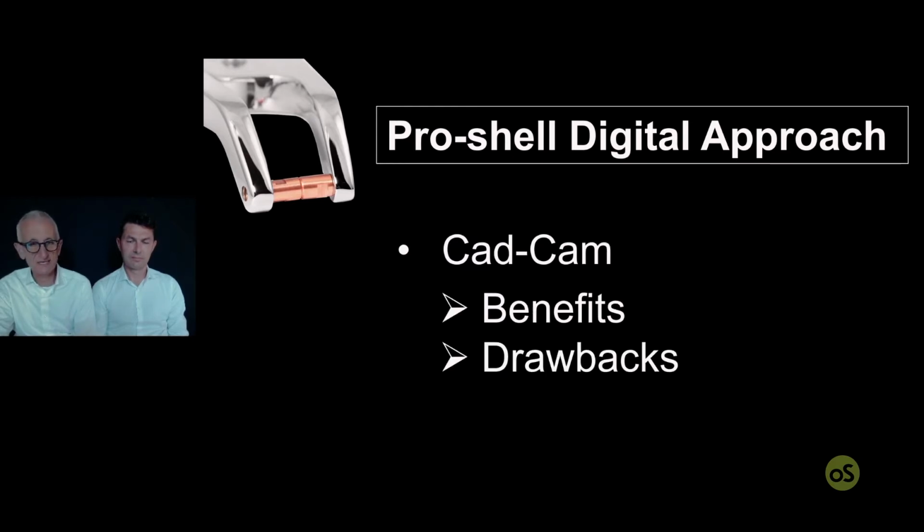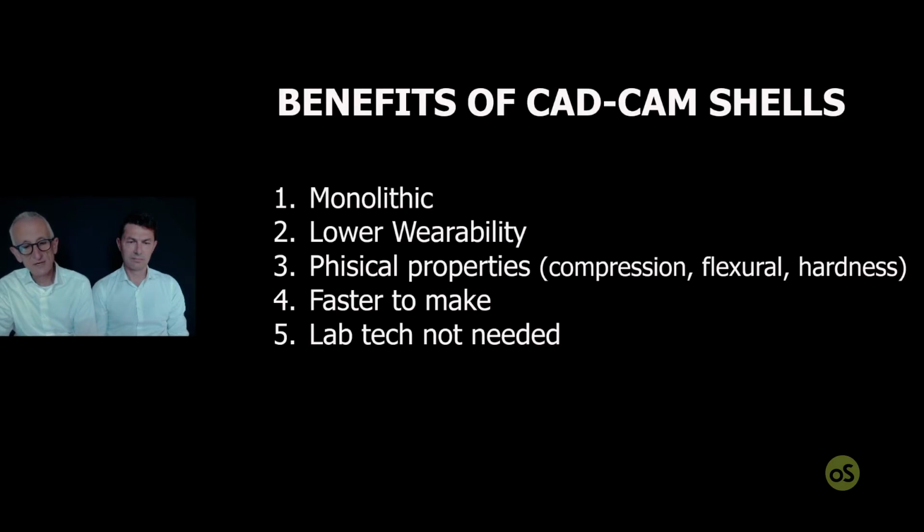Let's start with CAD/CAM. What are the benefits and the drawbacks of these shells? Well, the benefits mostly are because they are monolithic shell. While analog shell are the result of the assembling of multiple denture teeth, here you mill from a block a one-piece shell. So it is definitely stronger.